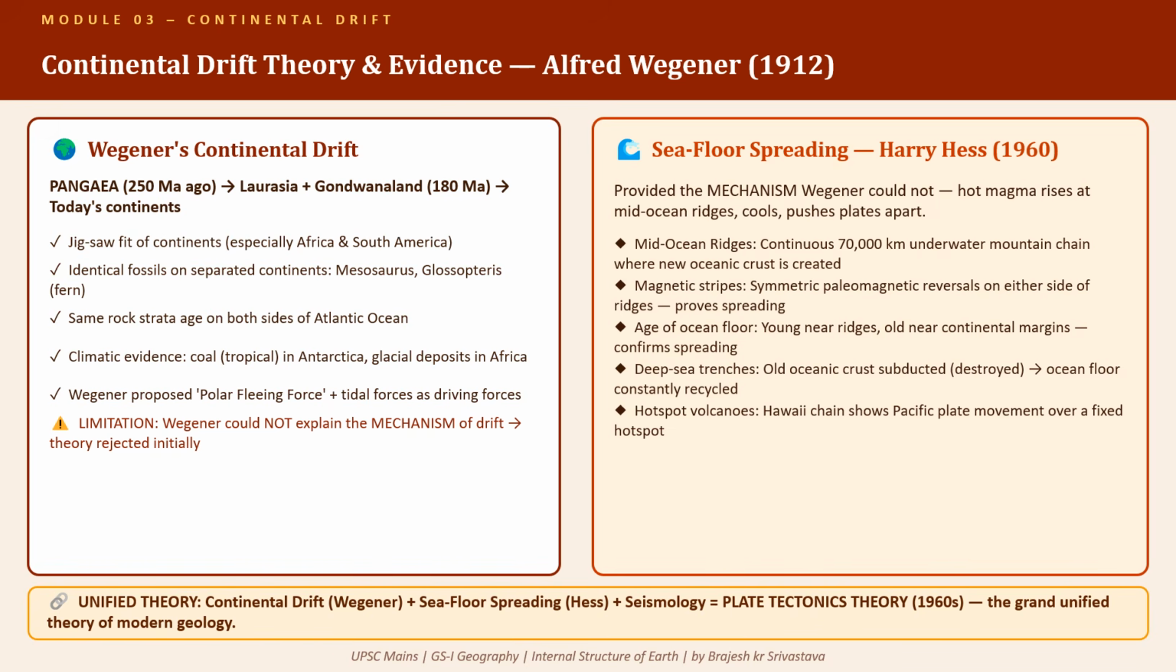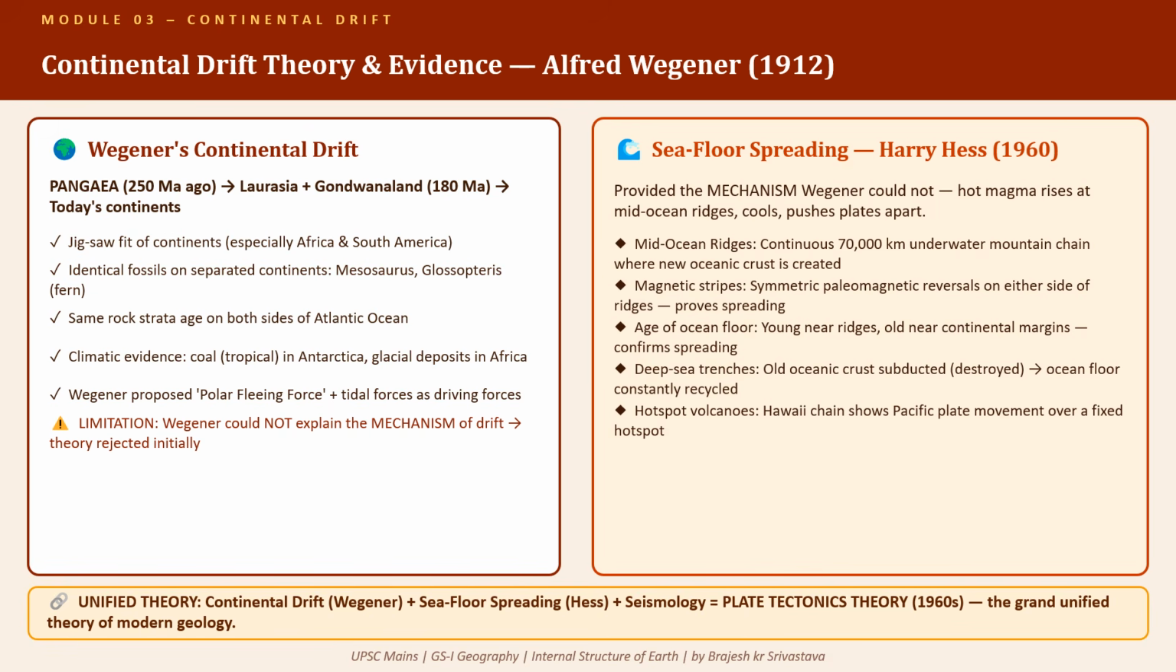His evidence was extraordinary. Identical fossils, the freshwater reptile Mesosaurus and the plant Glossopteris, were found on both sides of the South Atlantic, separated by thousands of kilometers of ocean. If these creatures could not swim across the Atlantic, how did they end up on both continents? The only explanation: the continents were once joined.